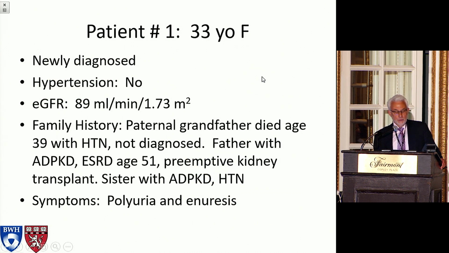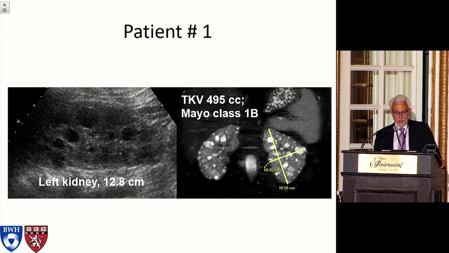So let's talk about a few patients. Patient number 1 is a 33-year-old female who's been newly diagnosed without hypertension, relatively preserved GFR. She has a positive family history for ADPKD, where her paternal grandfather died at a young age with hypertension, was not formally diagnosed. Father had ADPKD, developed kidney failure at the age of 51 and had a kidney transplant. And a sister who's a couple years older has ADPKD and hypertension. And her only symptoms have been polyuria and enuresis.